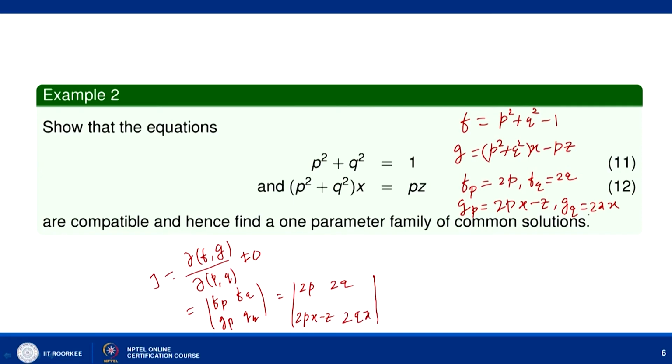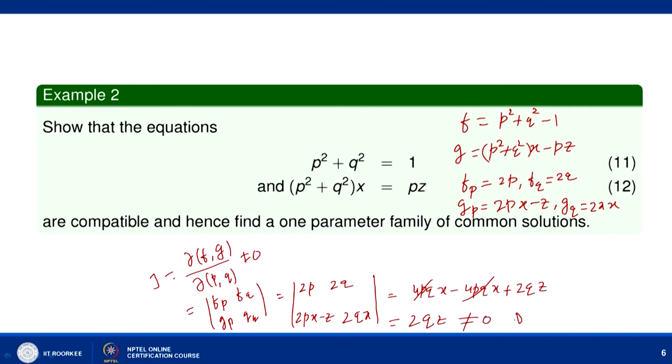So, gq is only 2qx. So, when you simplify this, it is what? 4pqx minus 2qz. So, that is plus here. So, 4pqx plus 2qz. So, we can say that these cancel out. So, we have 2qz as the value. So, we say that this is not identically equal to 0.